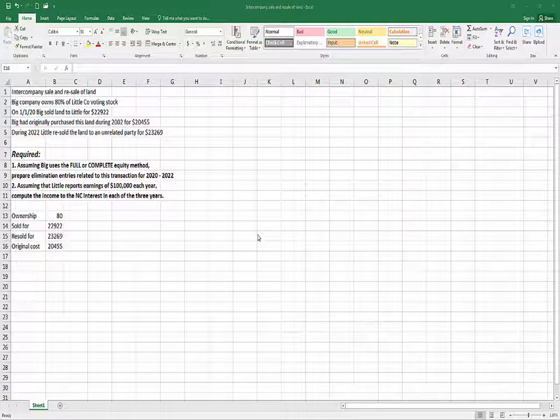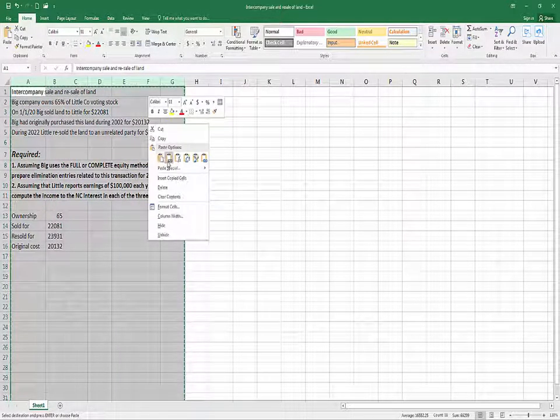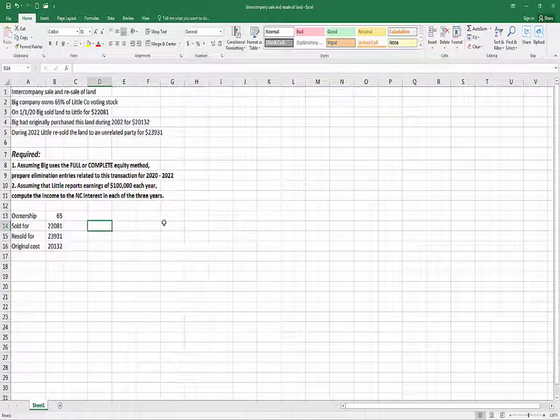Let's go ahead and do the solution to the intercompany sale and resale of land question. And again, here are all of our random numbers. First order of business, copy, paste as values.